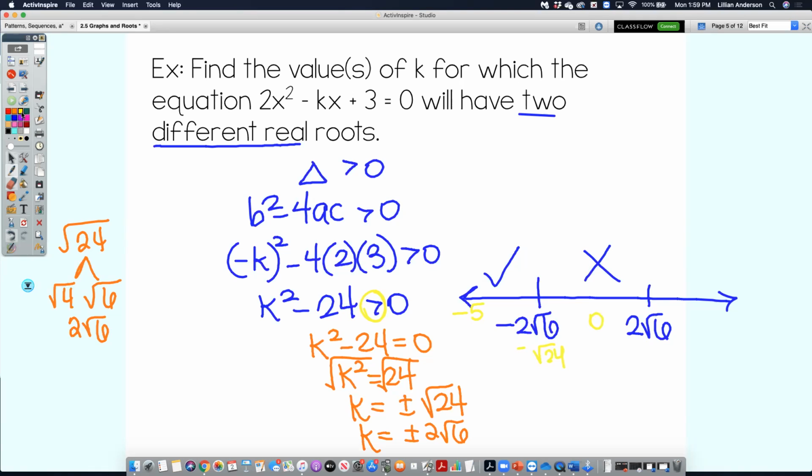What's the number that's bigger than 2 root 6, or bigger than the square root of 24? Square root of 25. I mean 5. Which would be 5, right? When I plug 5 in, is it going to be greater than 0 or less than 0? Greater.